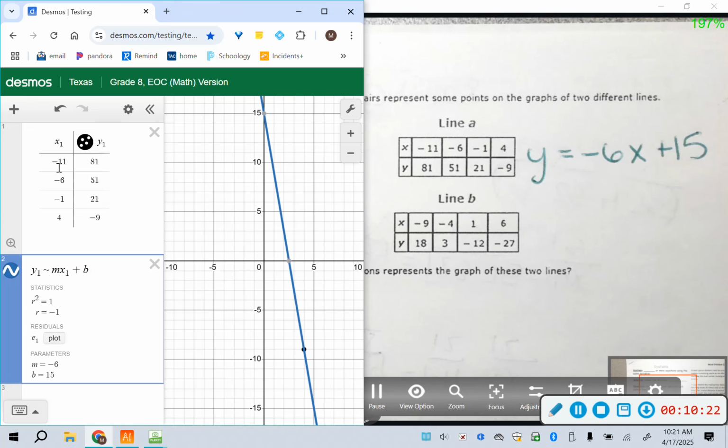Okay, so I want y'all to find the equation of the second table. Just erase your first table. Don't make a new table, because then it's going to be x2, y2. Okay, type it in, type it in, type it in.